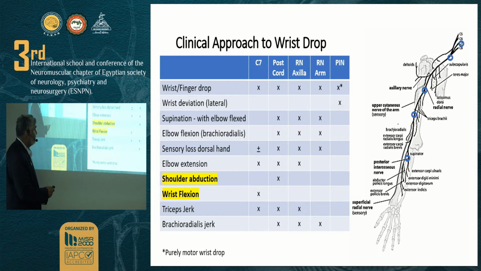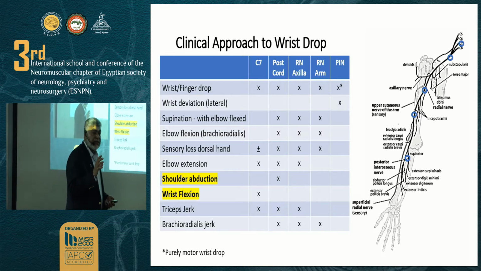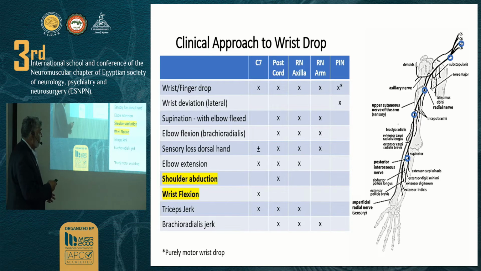The posterior interosseous nerve is purely motor. Elbow extension weakness, you get in C7 and in the posterior cord, but as the nerve goes down beyond the groove, you don't get weakness of elbow extension. So in a patient with radial nerve palsy here, the extension is preserved. If somebody has a wrist drop and finger drop with elbow extension preserved, you think of radial nerve palsy at the groove, okay?